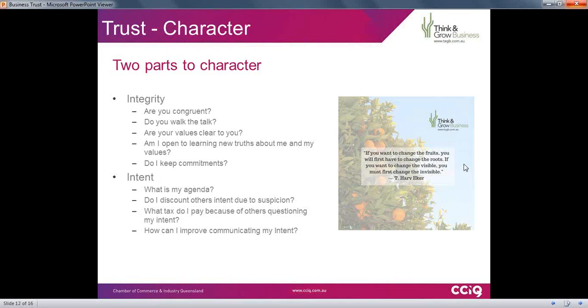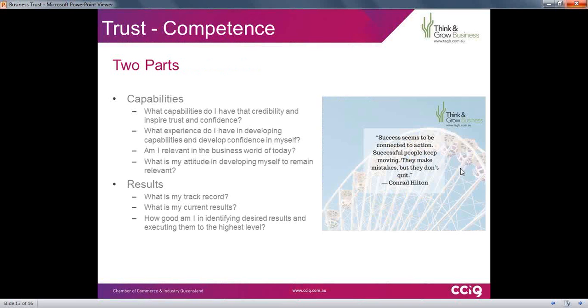So do I discount others' intent due to my suspicion? What tax do I pay because of others questioning my intent? And how can I improve communicating my intent? And once again, the challenge is to communicate your intent through actions as opposed to words.